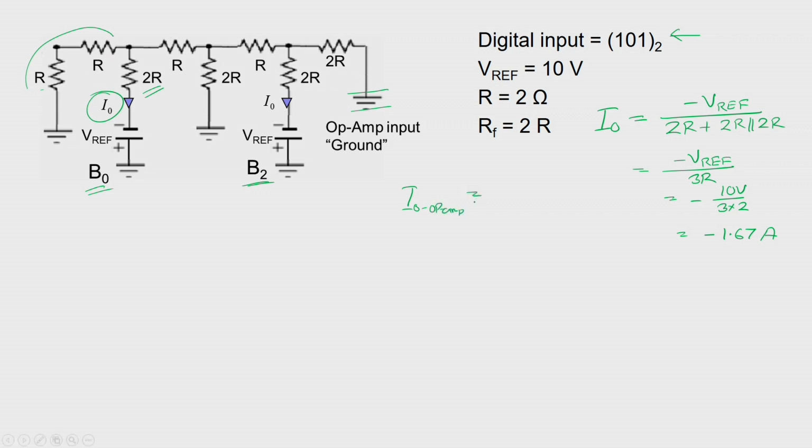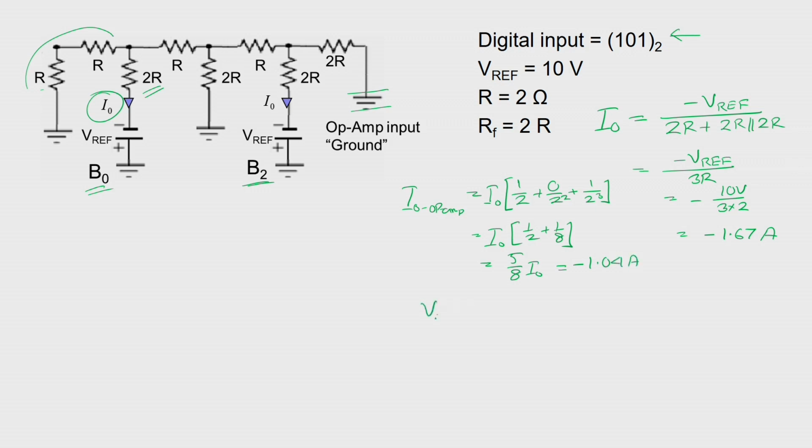op amp then can be written as this I naught into the contribution coming from the most significant bit is 1 by 2, from the next one is 0 by 2 square, and from the least significant bit is 1 by 2 cube, that is I naught into half plus 1 by 8. So, 5 by 8 times the I naught. So, 5 by 8 times 1.67 minus 1.04 ampere.